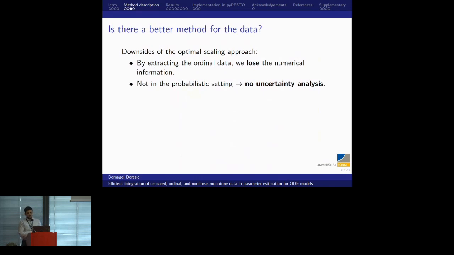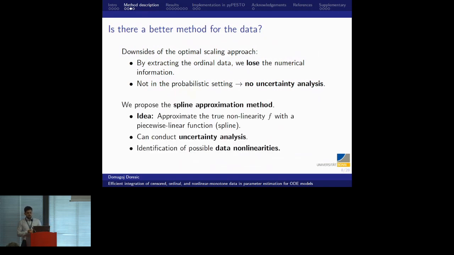Now the question is, is there a better method for this type of data, for the nonlinear monotone data? The downsides of the optimal scaling approach for the nonlinear monotone data is that we lose the numerical information. So we lose any information about the scale of our measurements. Additionally, we are not anymore in a probabilistic setting because we have some kind of least squares objective function that we do not really know the scale of. So we have no likelihood that we can use for confidence intervals and uncertainty analysis and so on.